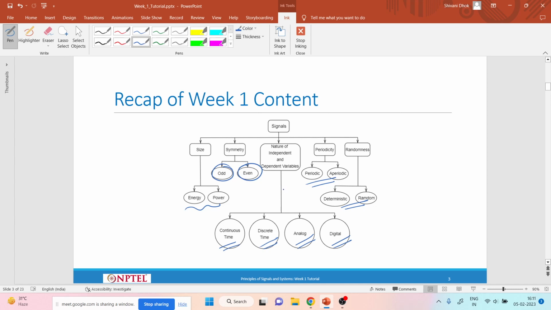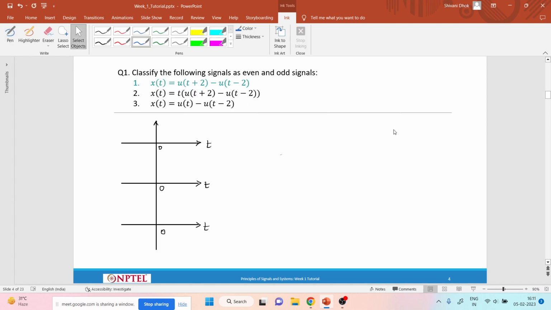Okay, fine. And after that, we went on to discuss one simple classification of system which was based on causality and memorylessness. So for that also we have one question. So we'll discuss that majorly while solving those questions. So if you have any doubt regarding these things, just let me know. Else we'll go on and start solving the questions.